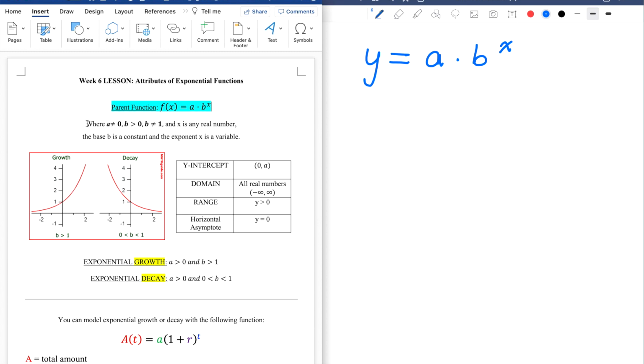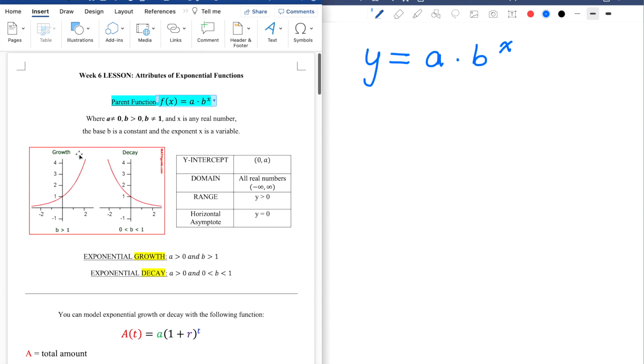A couple of key components you need to know about the parent function of exponential functions: the value of a will never equal 0. So you will never have 0 as the number for a. The value for b is greater than 0. Another thing about b is it will never equal 1.